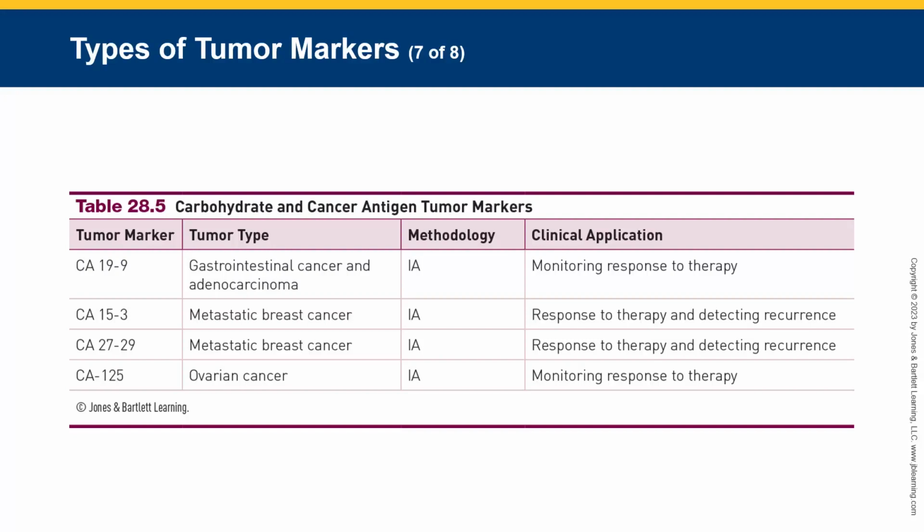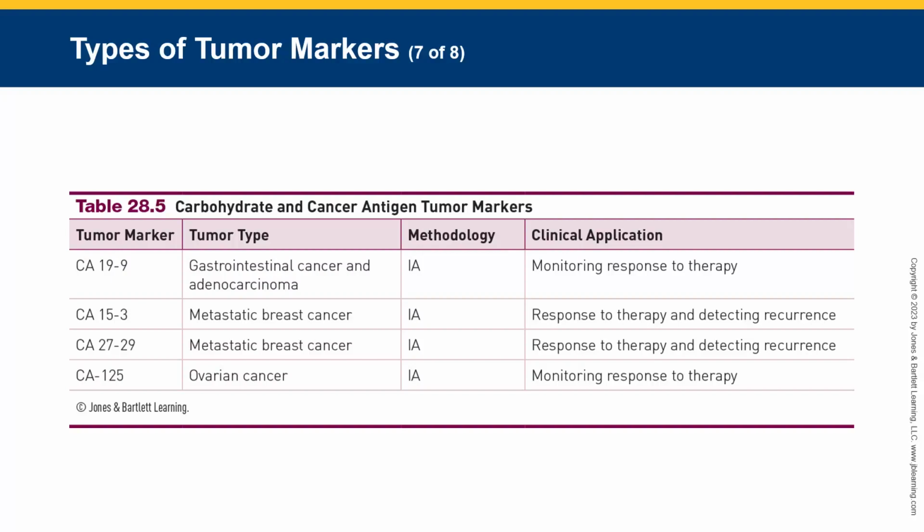CA-125 is indicative of ovarian cancer, and it's used to monitor the response to therapy. So why don't we use this to diagnose? Well, in some cases, all of these can be found in the blood in particular levels, and there's no set standard or range that's appropriate or not appropriate.